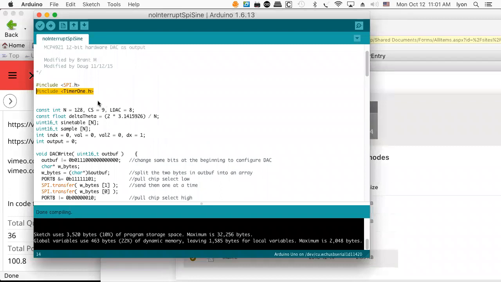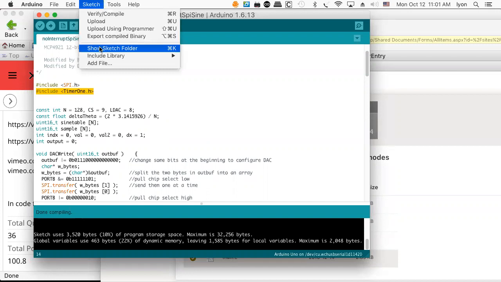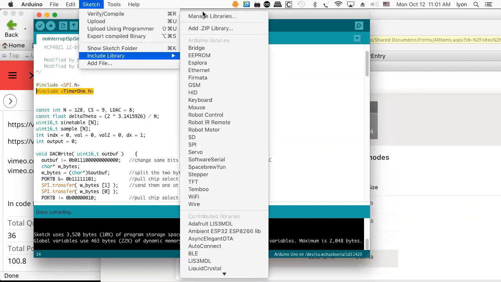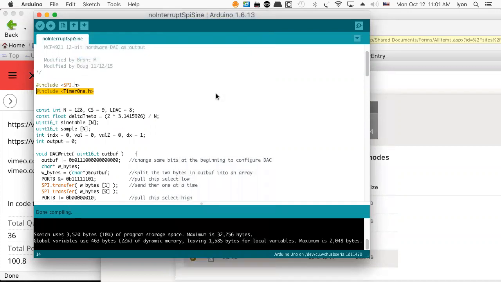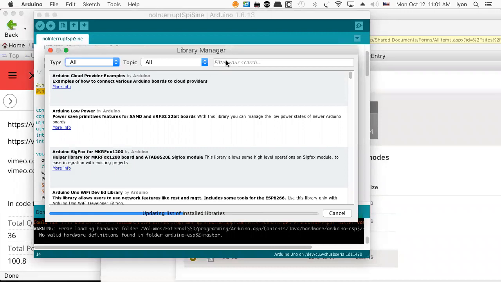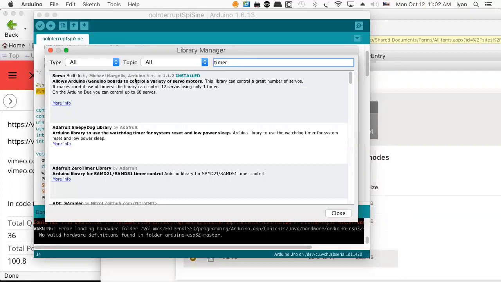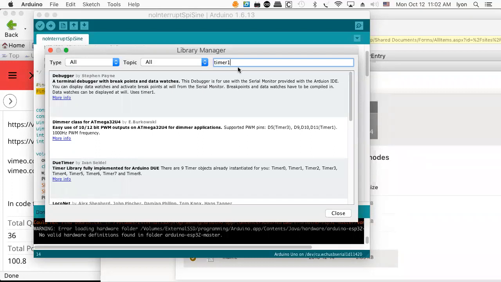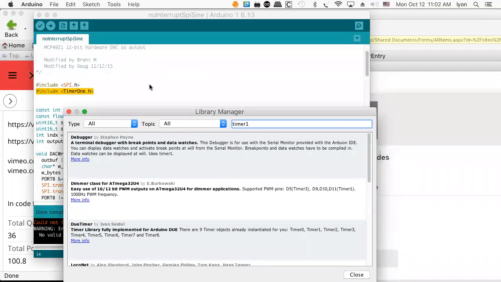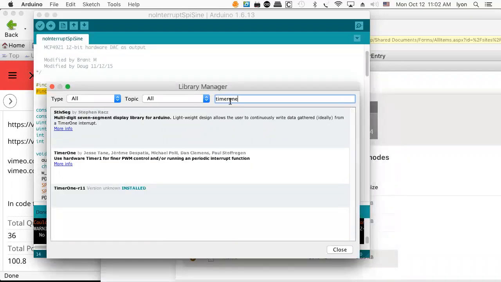And if you ever want to look for libraries, you can go under Include Library and click on Manage Libraries. Then in the search text area, just click in there and type in something like timer, and then you can see what's been installed and what hasn't been. Actually, maybe I should type in Timer One. Let me make sure I got the name right. Got to spell it out. Timer One, and there it is. So this is Timer One Rev 11 installed. Here's another Timer One. I'm using this one right now, Timer One Rev 11. I don't know much about the other one.